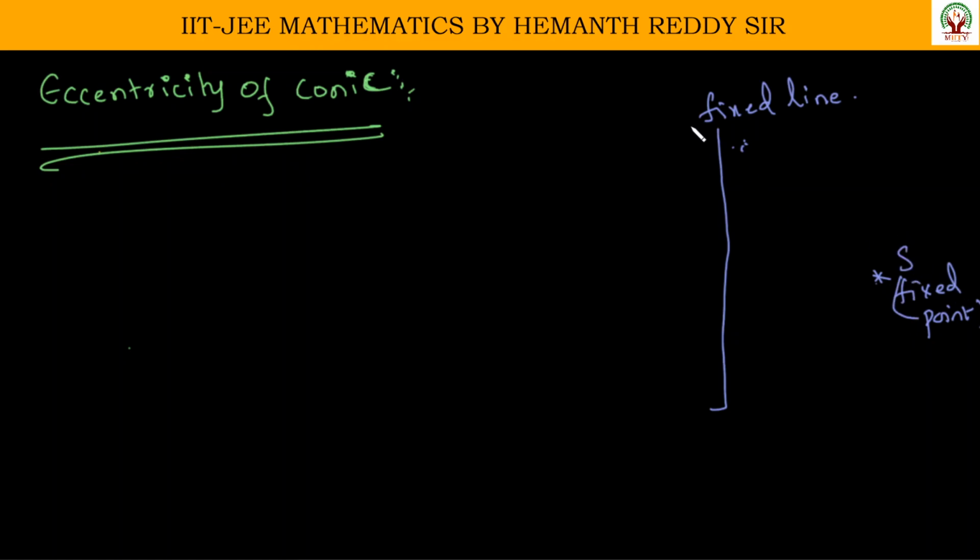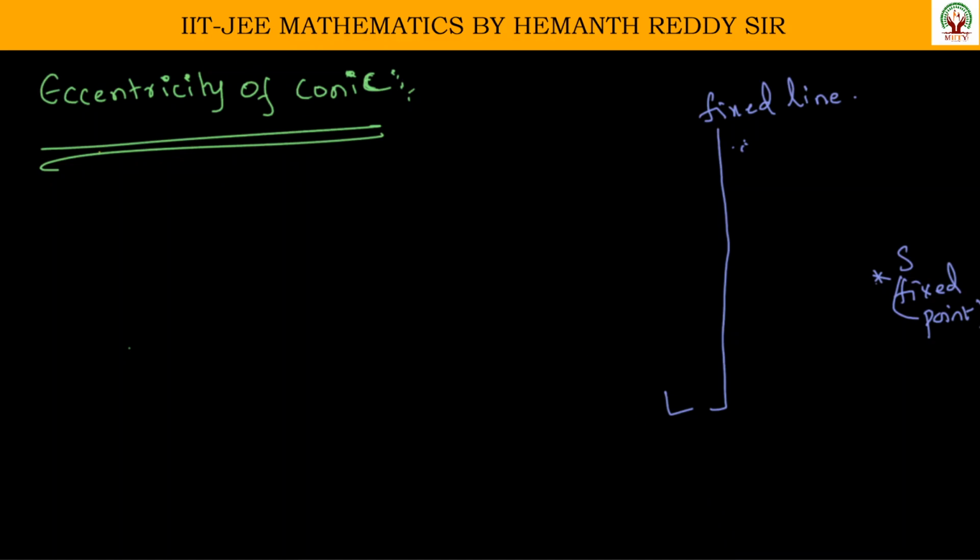I'll give you the base here. I'll take a fixed line and I'll take a fixed point. Let's say this is a fixed point. This is a fixed line. Let's say L is a fixed line and S is a fixed point. I've taken two things here.